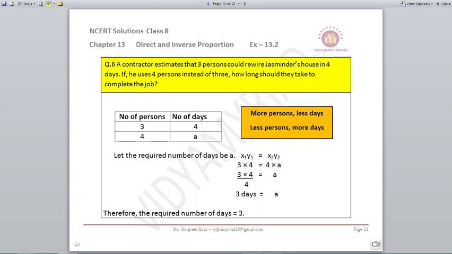So let's find out what we are going to do. This is inverse proportion. So in inverse proportion we will multiply. So 3 multiplied by 4 is equal to 4 multiplied by A. It comes out to be 3 days.